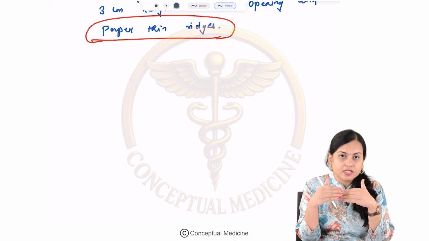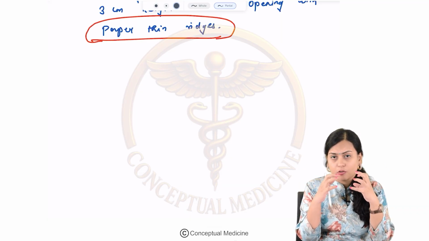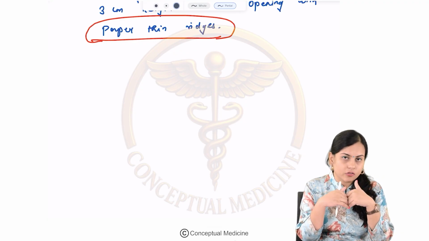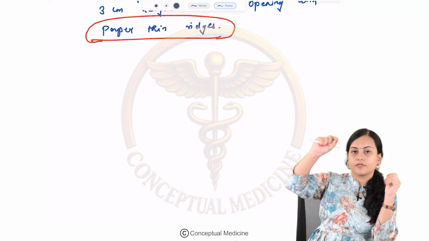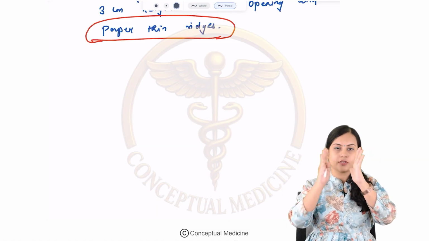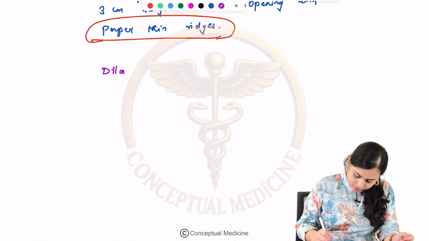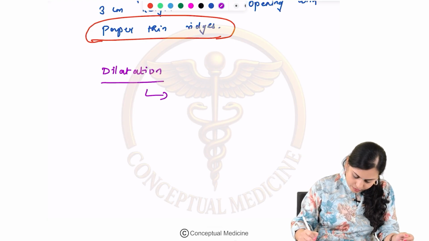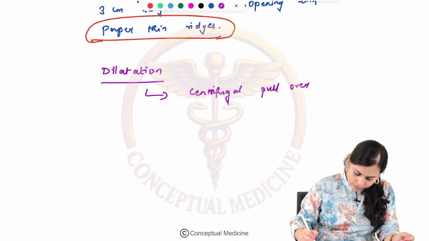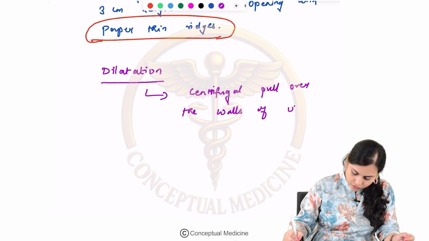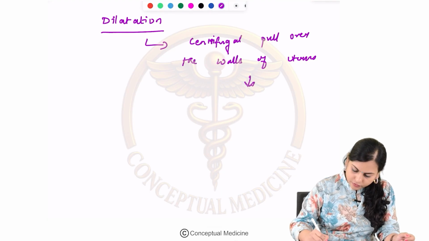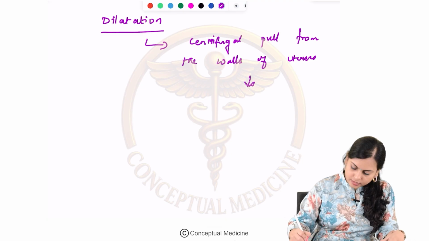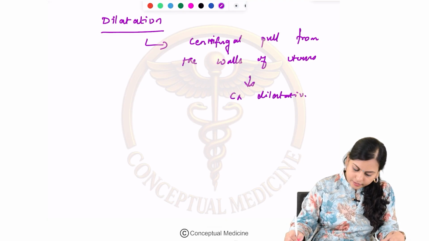Another change that is going to happen in the cervix is cervical dilatation. So whenever the upper uterine segment is going to contract, the lower uterine segment and the cervix are less resistant to this contraction, and they are going to give way. Slowly they are going to open up. So that is dilatation, and there will be a centrifugal force acting from the uterus on all the walls of the uterus. So what about dilatation? That is the centrifugal pull from the walls of the uterus. Pull from the walls of the uterus leads to cervical dilatation.